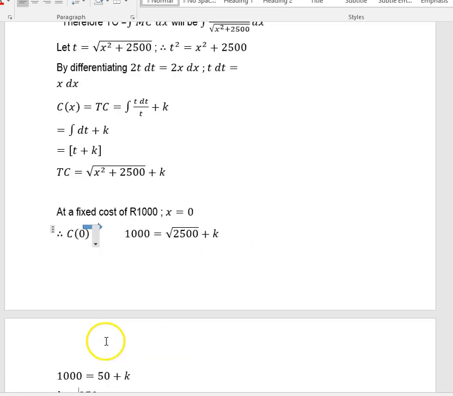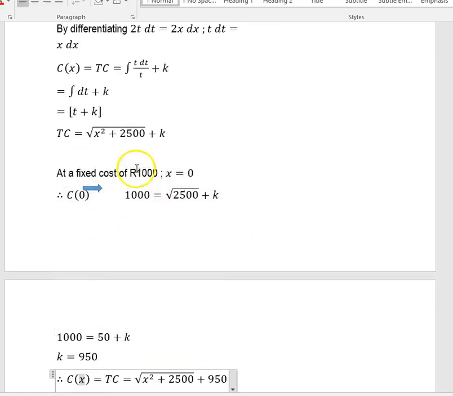Now, remember also, we are told that the fixed cost is 1,000 rand. A fixed cost means the cost you pay even when you don't have any production. So it means x is 0. And so what do I do? Remembering the rule there, 1,000 rand as your fixed cost equals, if I put 0 there, it gives me that.